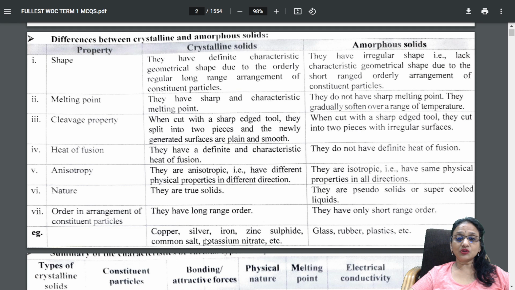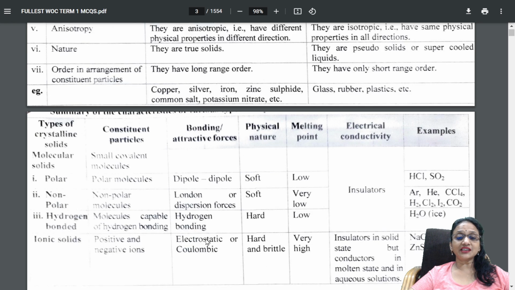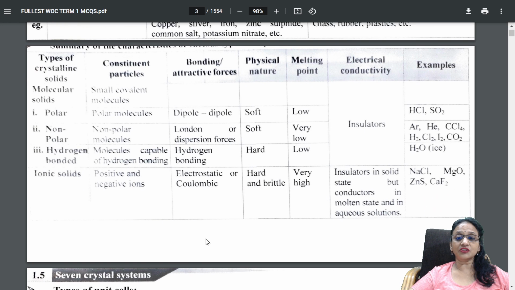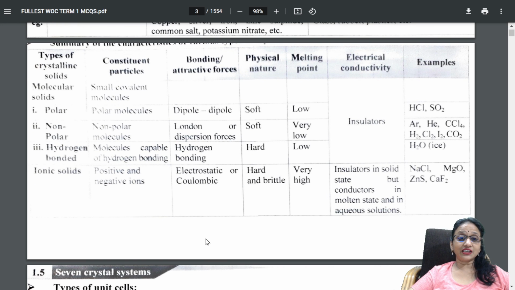Okay, students, slowly after crystalline and amorphous solids, we are going to go into the next further classification of your crystalline solids. How are they classified? They're classified into molecular, again classified into polar, non-polar, and hydrogen bonded. You have ionic solids, you have covalent or network solids. Yes, there are certain types of metallic solids also.